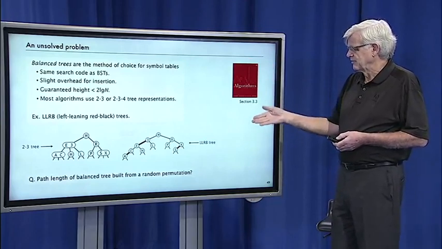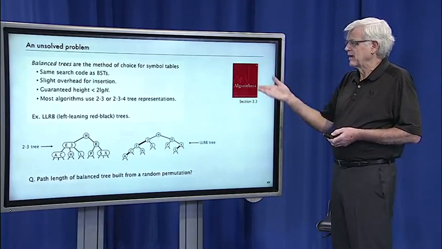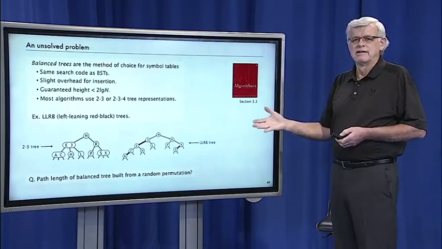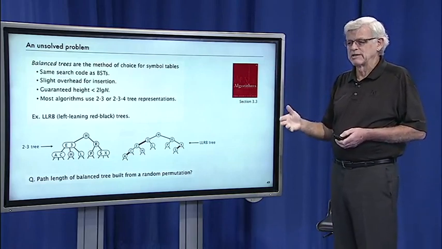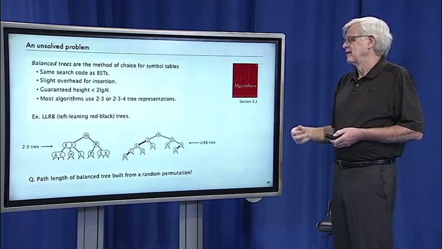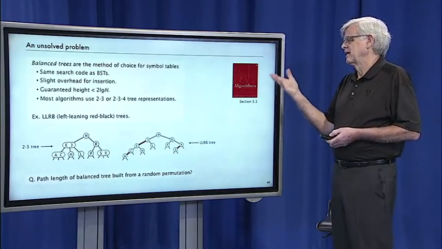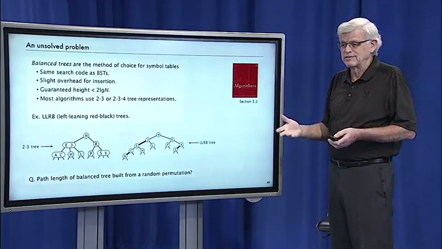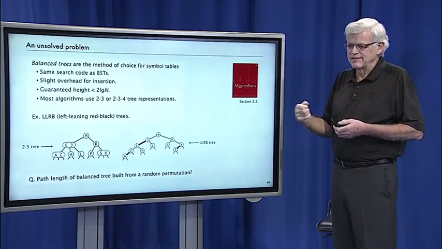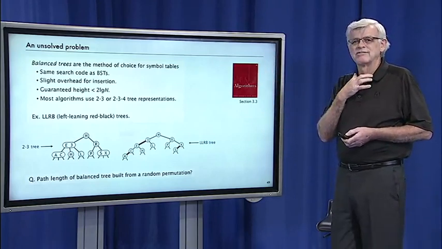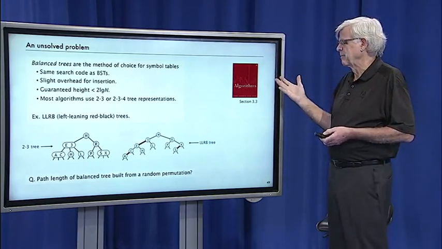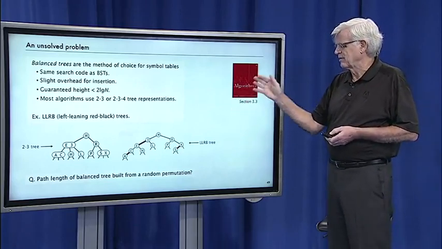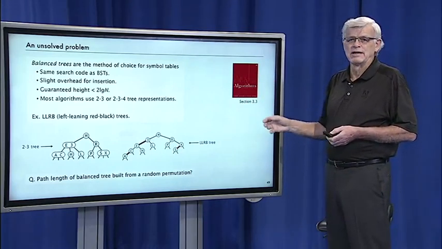So now the question is, even though we have the guarantee, we're still interested in knowing the performance if we assume that the keys come in randomly, because again, that's a reasonable model. It would be better to know that the guaranteed height was asymptotic to log n with a coefficient of 1. That'd be twice as fast. When you've got something that's in the inner loop of a major computation, speeding up by a factor of 2 is important. So we'd still like to know the answer to this question of what's the average cost of a balanced tree built from a random permutation.